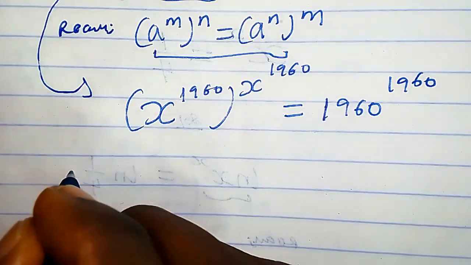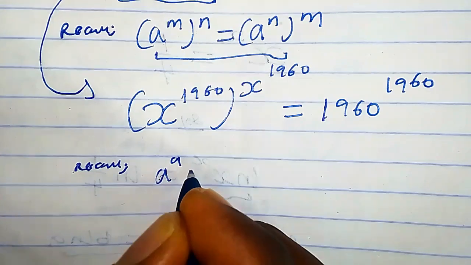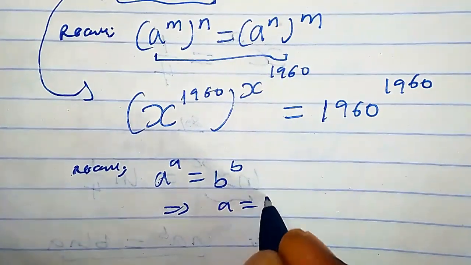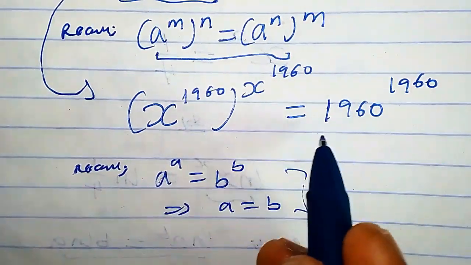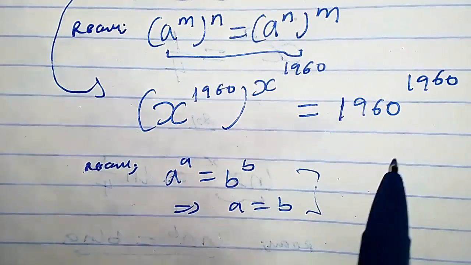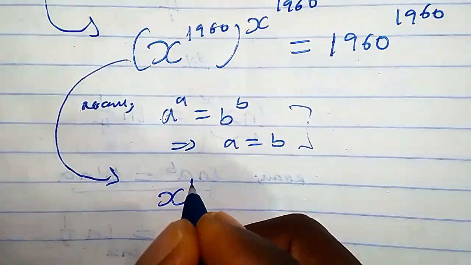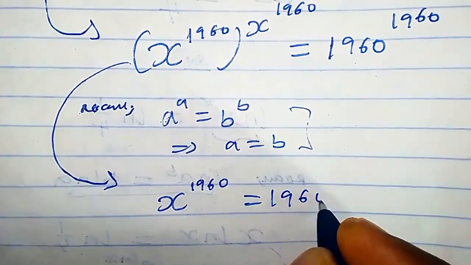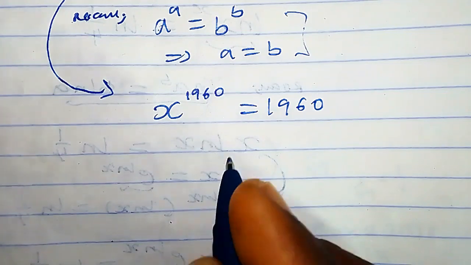Now recall that if a raised to power a is equal to b raised to power b, this implies that a equals b. So we are going to utilize this condition for this. Clearly, our a is x raised to power 1960 and our b is 1960. So we're going to have x raised to power 1960 equals 1960. So let's multiply both exponents by 1 over 1960.